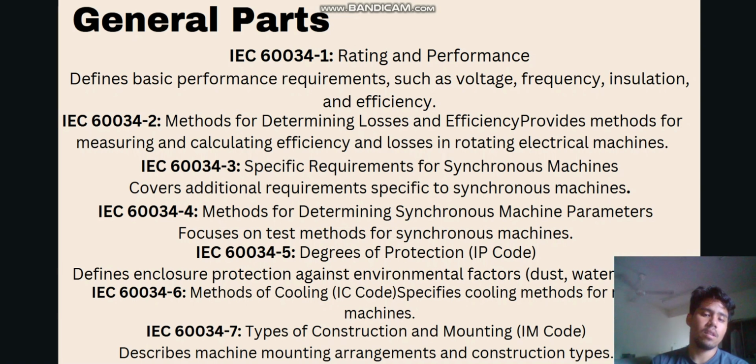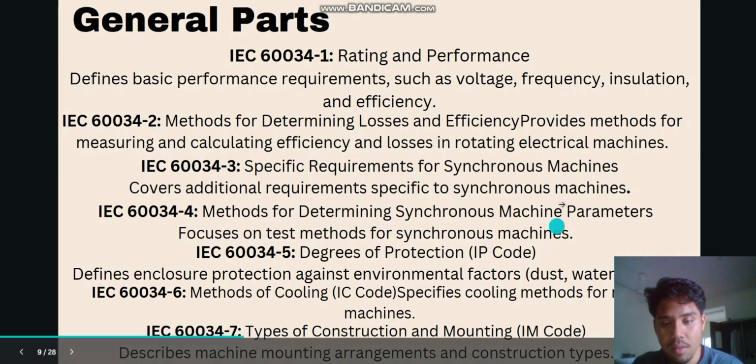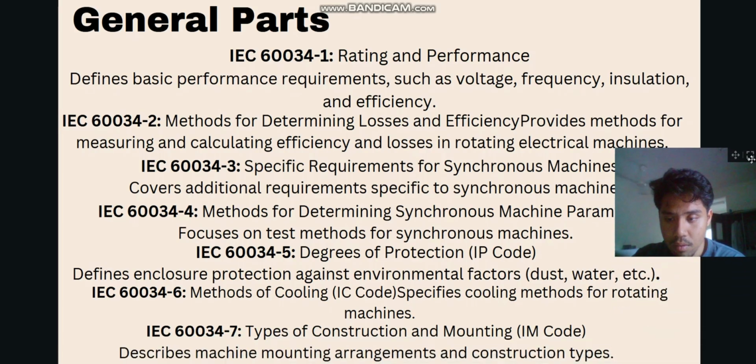For the third general part, IEC 60034-3 covers specific requirements for synchronous machines. It covers additional requirements specific to synchronous machines. For the fourth general part, IEC 60034-4 covers methods for determining synchronous machine parameters. It focuses on test methods for synchronous machines. And then IEC 60034-5 talks about degrees of protection, the IP code. It defines enclosure protection against environmental factors, which is dust, water, and so on.